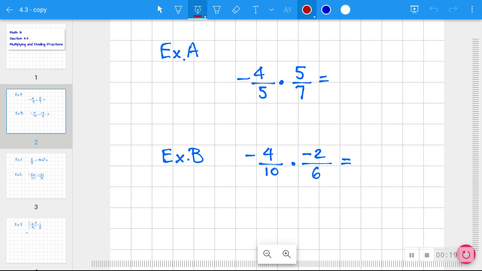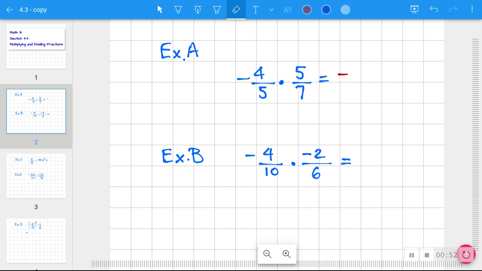And the most basic way to get a multiplication problem done is just to multiply straight across the top. So here you get negative 20, and straight across the bottom, 35. And then you might have to simplify on the other end, so what we've got here is divide by 5 and divide by 5. So negative 4/7 is the correct answer. Now I'm going to redo this problem using a technique that will make it a lot easier.